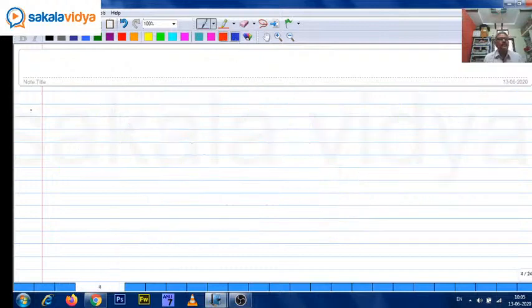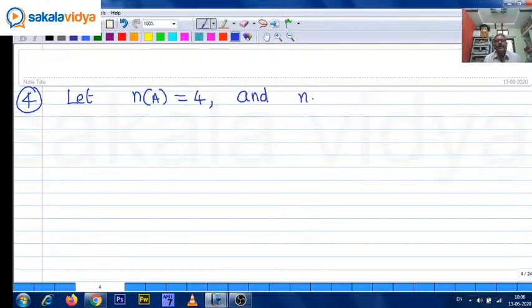Fourth problem. The fourth problem we have already discussed. The fourth question now we need to check. Let n of A equal 4 and n of B equal k. Everybody is correct. Wonderful job.